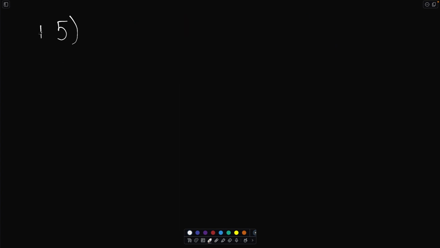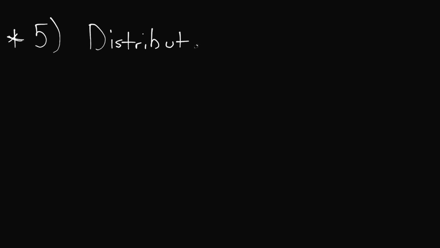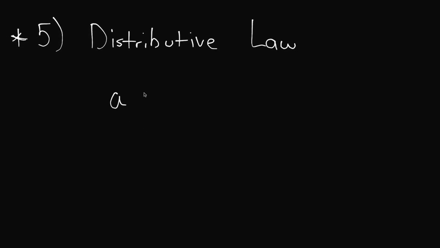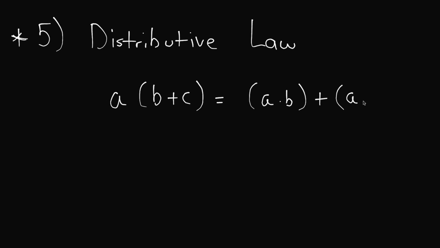The fifth law, I put a star on this one because you're going to use this one a lot. The Distributive Law. This law says if you have A times, in parentheses, B plus C, that's going to equal A times B in parentheses plus A times C in parentheses.